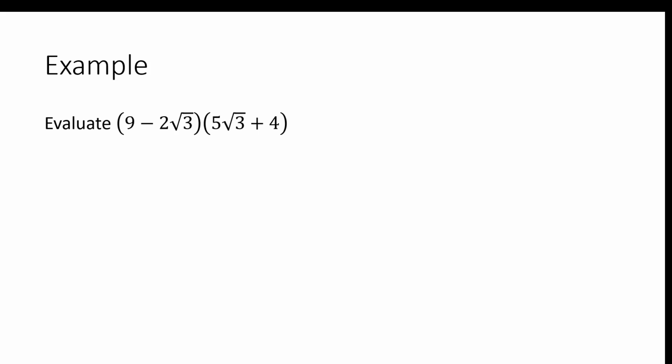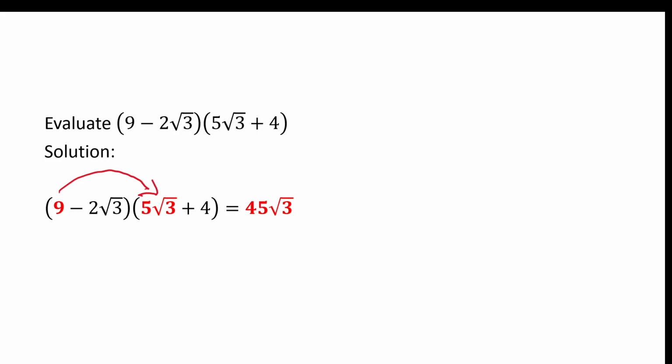And we can do this example as well. We can evaluate the first bracket times the second bracket. Now, what we're going to do here is do the distributive property. The first thing we're going to do is multiply 9 times 5 root 3, and we get 45 root 3. What we're doing there is multiplying the outsides and the insides. So 9 times 5 is 45. That goes in front. And then inside, there's no radical with the 9.